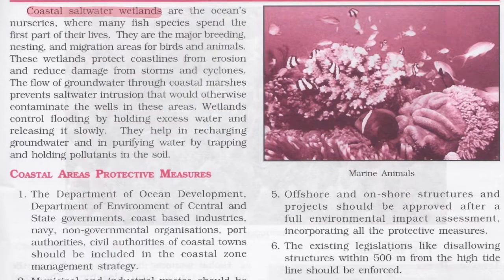Coastal saltwater wetlands are the major breeding, nesting and migration areas for birds and animals. These wetlands protect coastlines from erosion and reduce damage from storms and cyclones. The flow of groundwater through coastal marshes prevents saltwater intrusion that would contaminate the wells in these areas. Wetlands control flooding by holding excess water and releasing it slowly. They help in recharging groundwater and also purify it by trapping and holding pollutants in the soil.